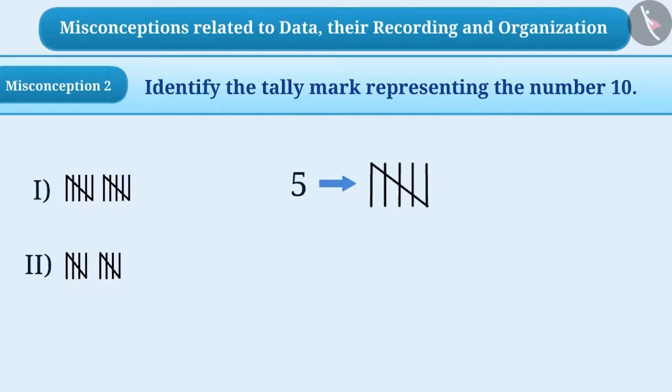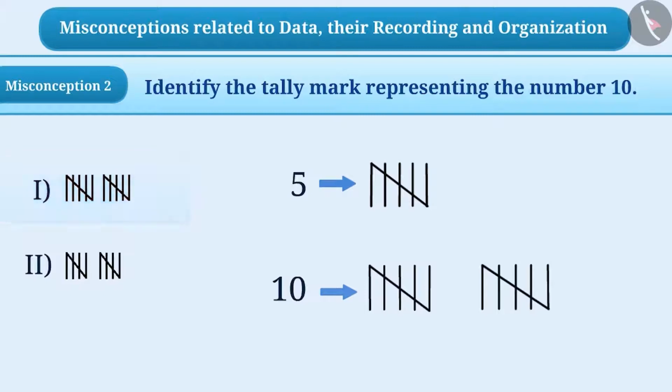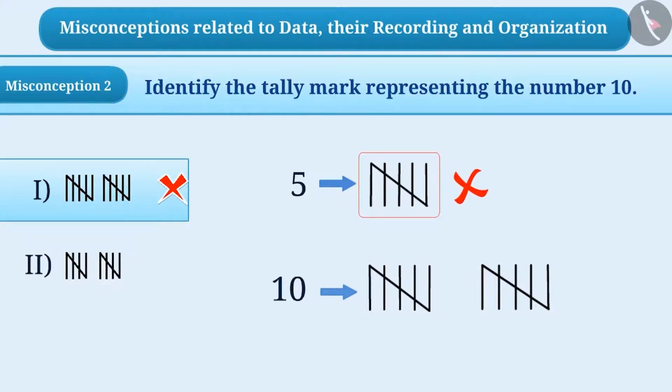In this way, they understand that in option 1, a slanting line has been drawn on 2 groups of 5 to represent the number 10. So, they choose the first option, which is the wrong answer. Remember that it is wrong to draw 5 vertical lines and a slanting line when showing the tally marks.